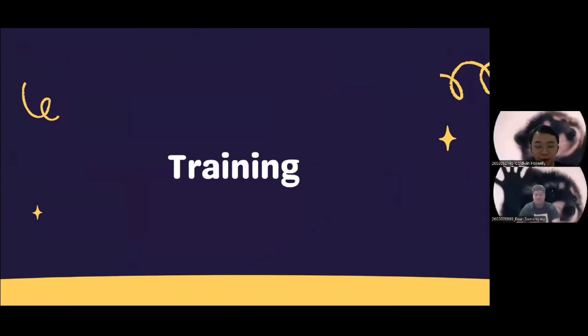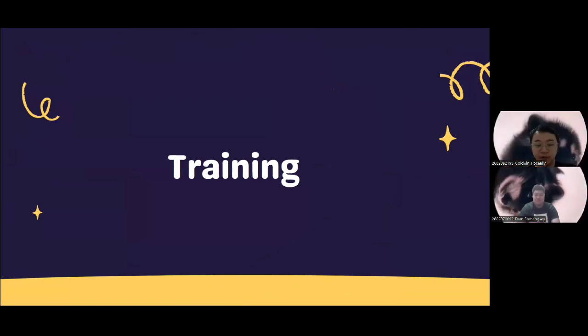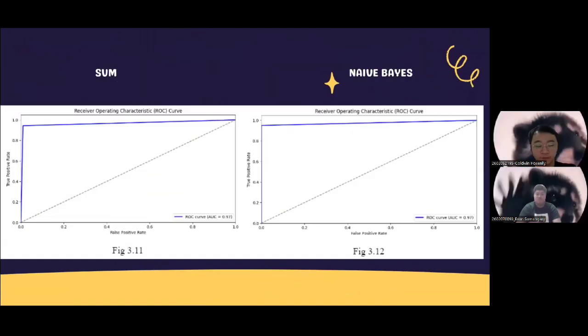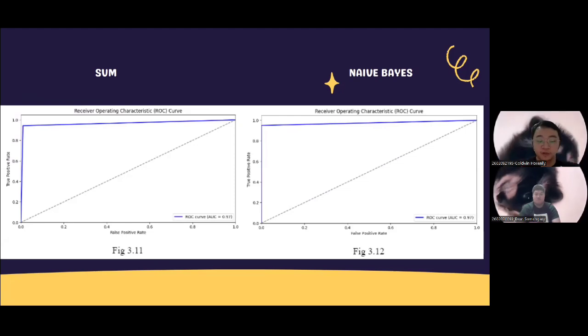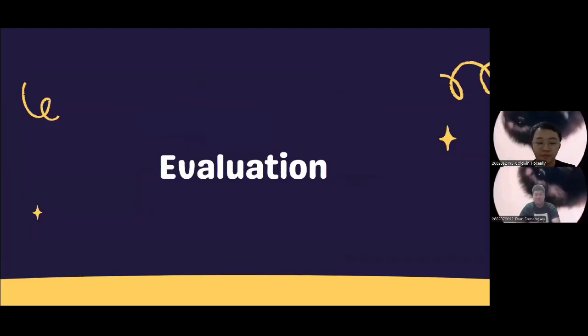For the classification model, we use machine learning. We use two machine learning techniques: support vector classification and Gaussian naive Bayes. For evaluation, we first calculate the ROC plot to visualize the accuracy of the prediction values. Evaluation.